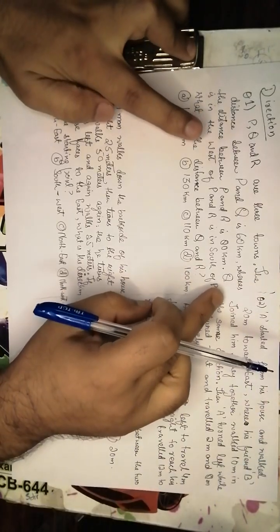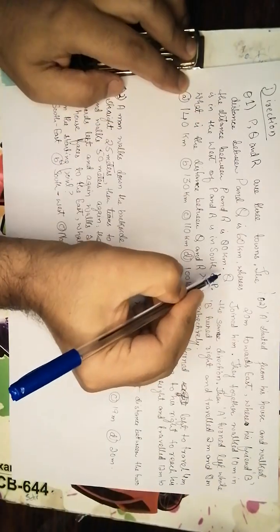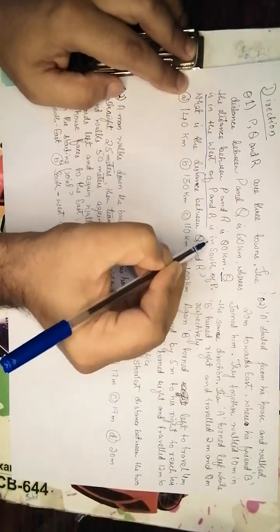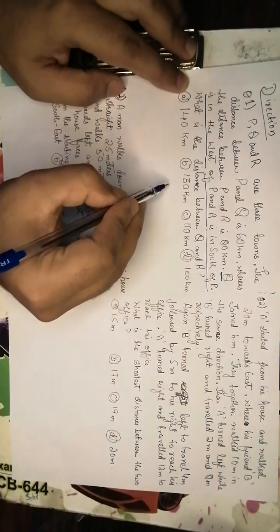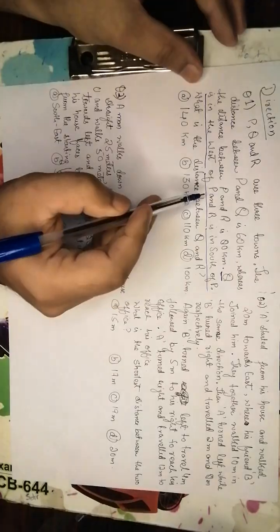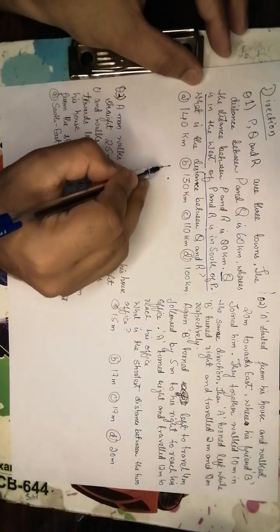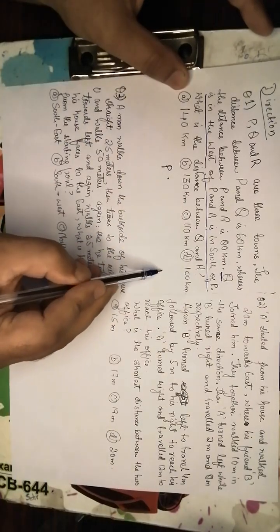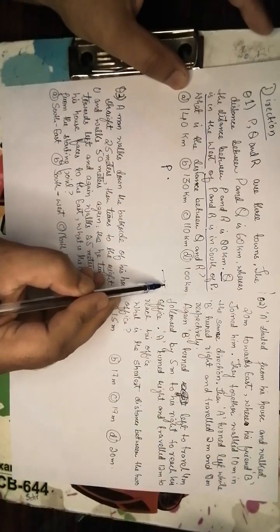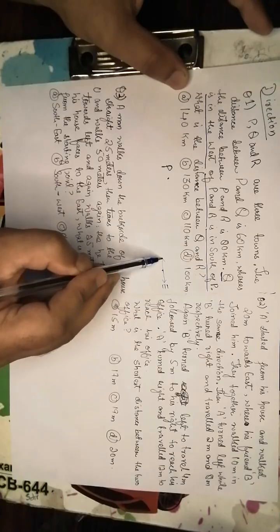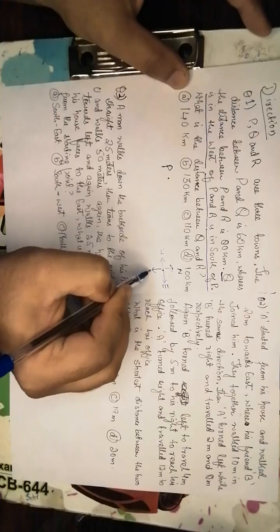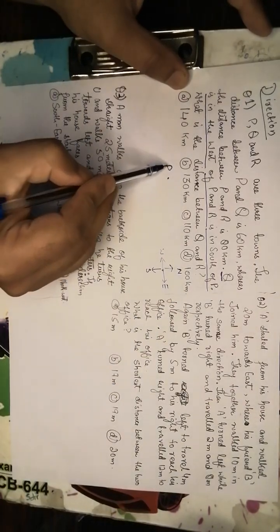Q is west of P. So let's take this line. Q is west of P and R is south of P. So what is the reference point here? Suppose P is a town here. And we know the directions. This is east, this is west, this is north, and this is south. We know these. So let's suppose P is here.